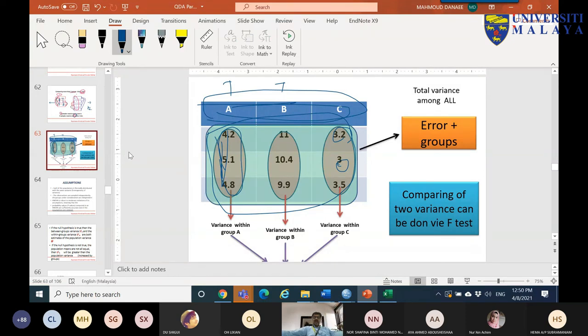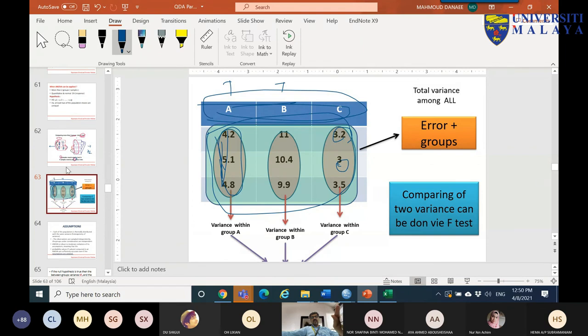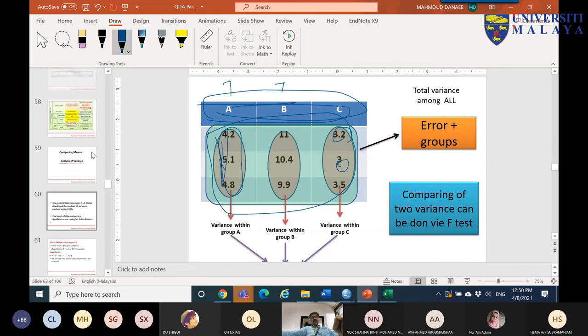Before moving to one-way ANOVA, I don't want to start one-way ANOVA before lunch, before the break, but I want to inform you of something. I want to talk about this.